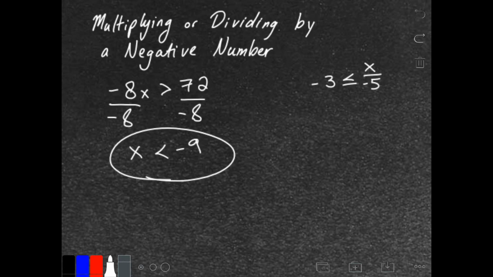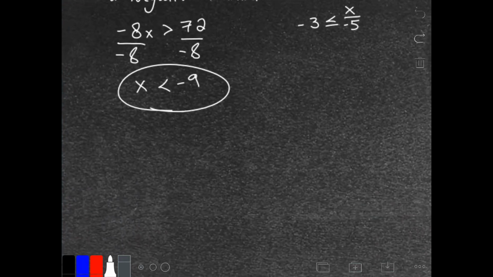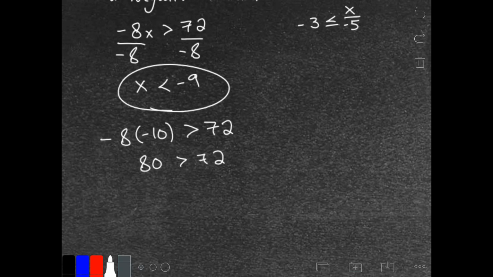And we can try this out if we're not sure. So let's pick a number less than negative 9 to see if this makes sense. How about negative 10? All right, so negative 8 times negative 10 greater than 72. Well, negative 8 times negative 10 is going to give me positive 80. Is positive 80 greater than 72? Indeed, it is.